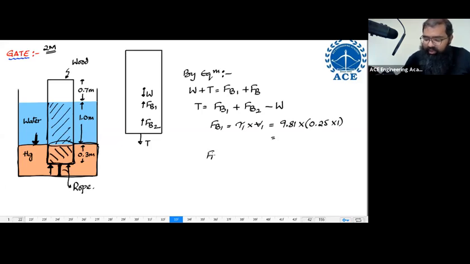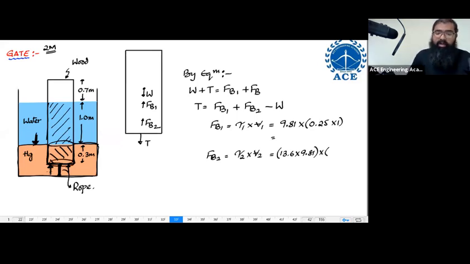Next thing, FB2 will be equal to how much? Gamma 2 multiplied by volume 2. What is gamma 2 over here? Gamma of mercury. How much will gamma of mercury be? 13.6 into 9.81 times volume, which is again cross section area multiplied by height. Now the height is 0.3. Therefore 0.25 into 0.3. From here you will get the value of FB2.